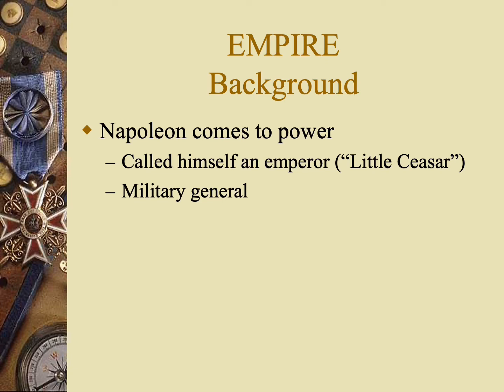But he eventually makes his way into power, beating out anyone in that directorate, sorry. But he calls himself an emperor, so he refers to himself as Little Caesar, and he wants to be seen as powerful as the Roman emperors were, which is why he's trying to recall himself back to Caesar. He was a military general, and you'll see the military influence throughout all of his design choices.